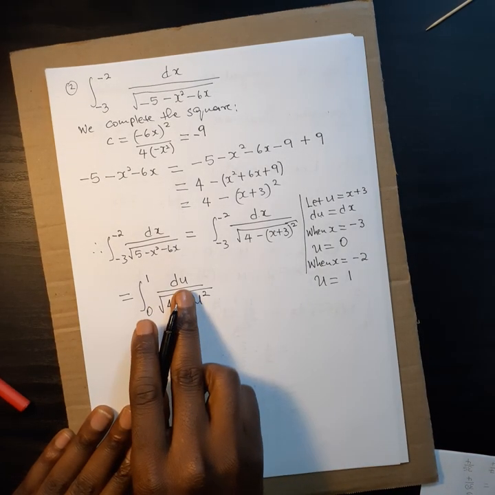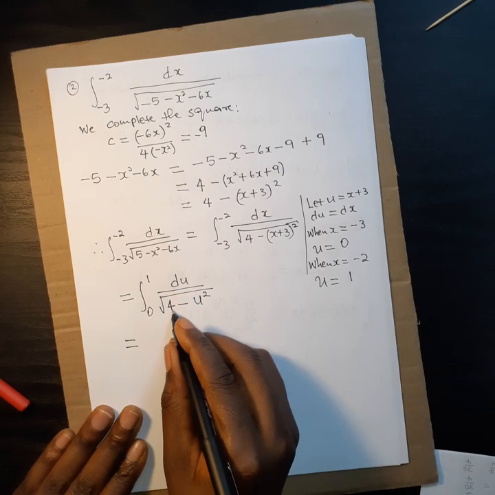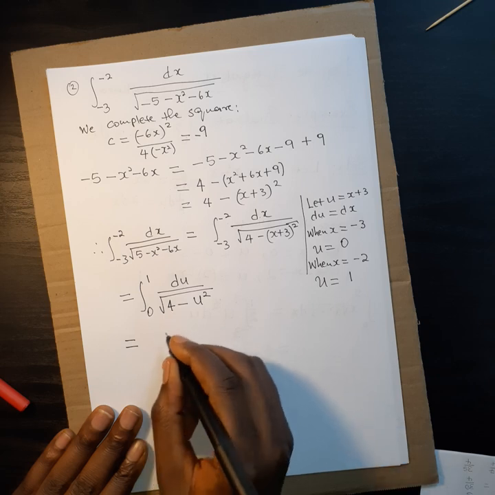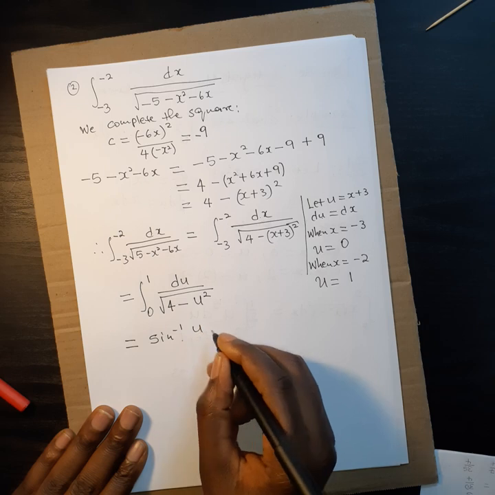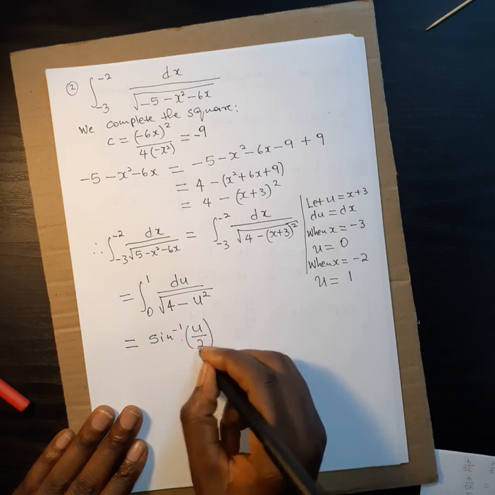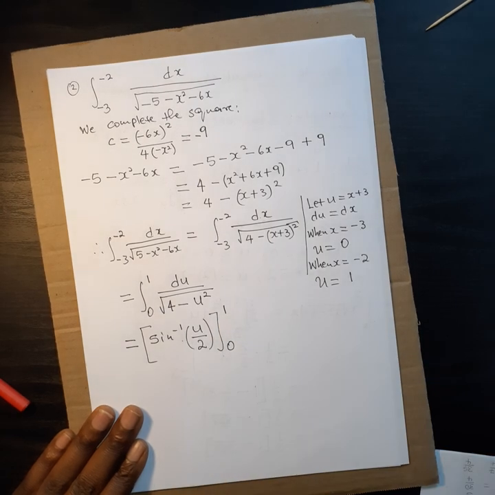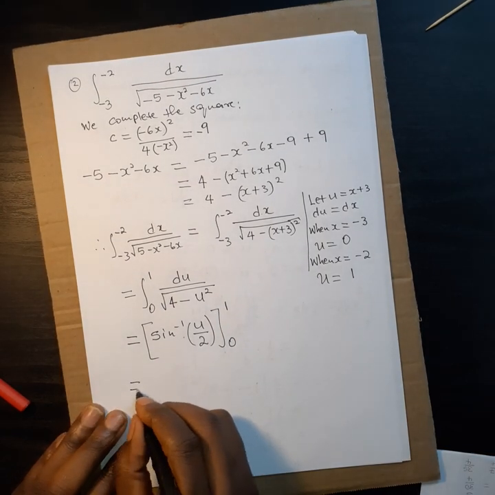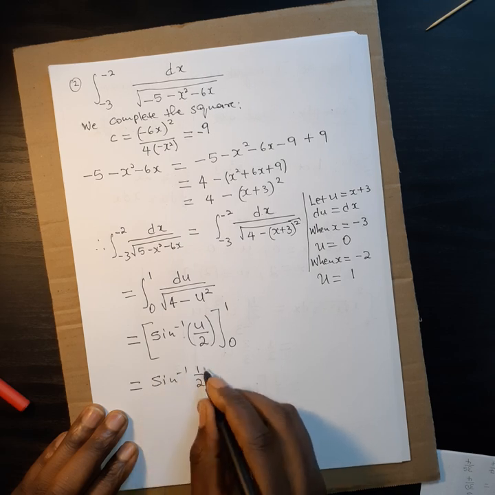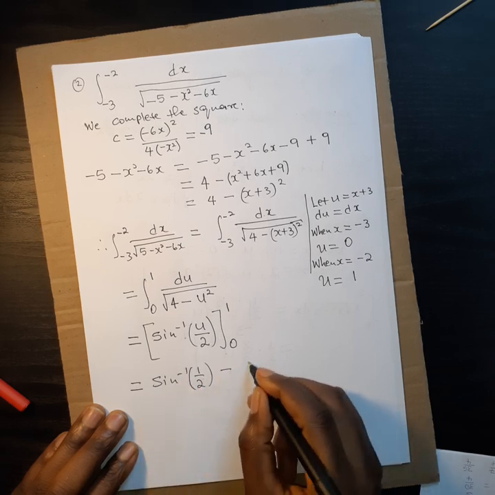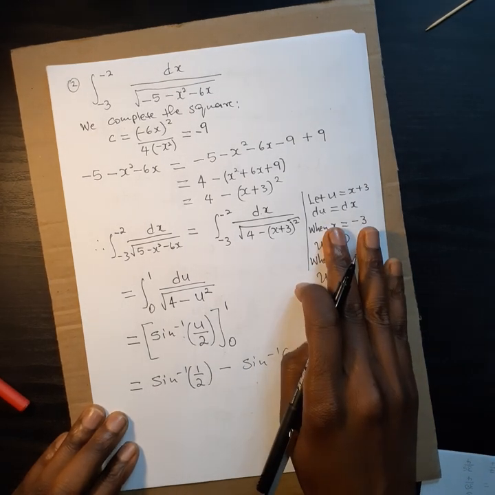This now reminds us of the arc sine, because our a is 2 here, so the answer is arc sine of u over 2. And then we're evaluating from 0 to 1, like that, which is now the arc sine of 1 over 2 minus the arc sine of 0. You see how easy it is if you change the limits.